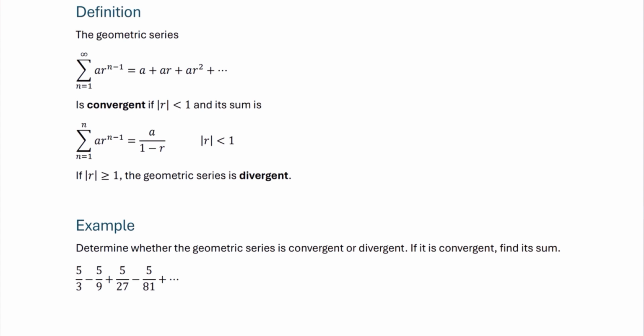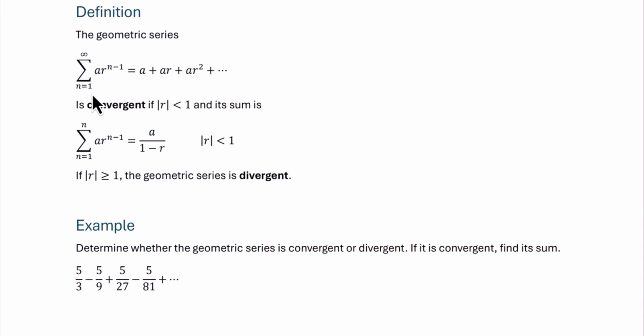In this video, we'll look at the geometric series. Here we have a definition, the sum from n equals 1 to infinity of a times r to the n minus 1. Let's verify that this is indeed what we get.